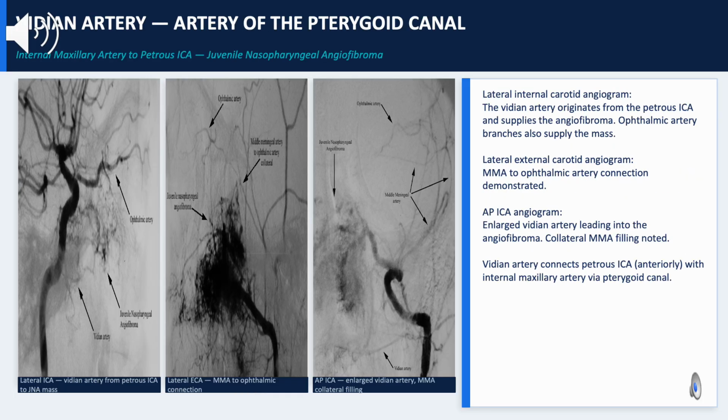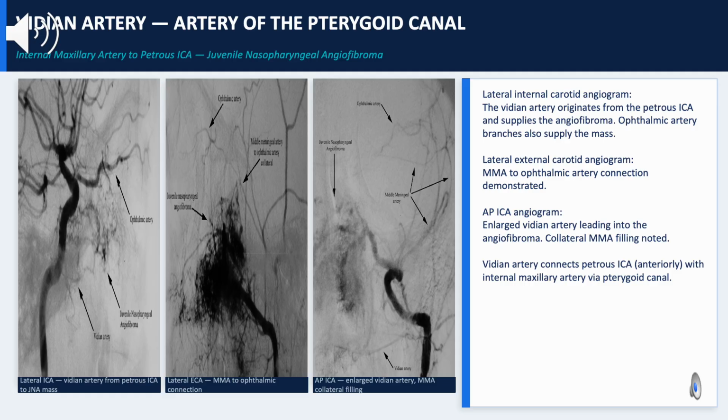The Vidian artery, also called the artery of the pterygoid canal, is the most direct anatomic connection between the petrous ICA anteriorly and the internal maxillary artery posteriorly. It runs through the pterygoid canal in the sphenoid bone. This case of juvenile nasopharyngeal angiofibroma, JNA, provides an unusually clear demonstration because the enlarged Vidian artery supplies the tumor mass, making it clearly visible.